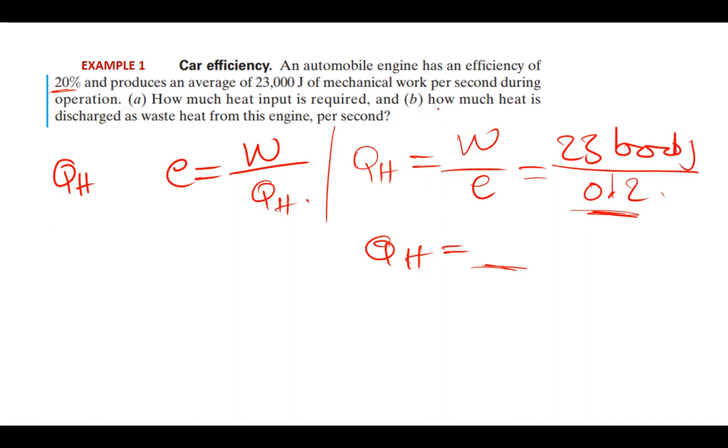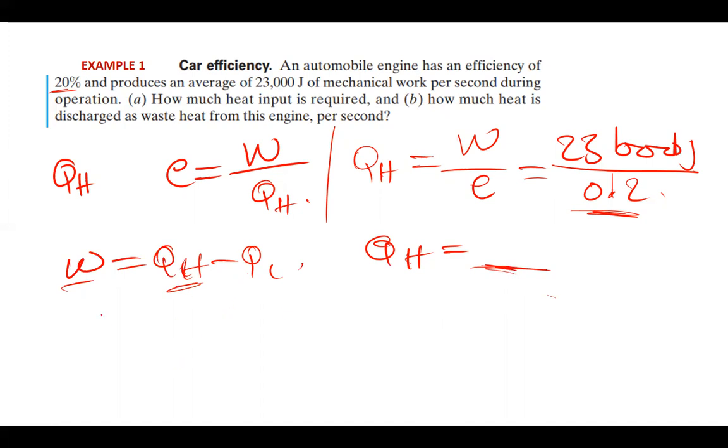The question is how much heat is discharged as waste heat from this engine per second. So if you want, you can say work is given by QH minus QL. Or if you don't want to do this, because you already have the useful work and you also have QH that you're going to find there, then you just make QL the subject of the formula.